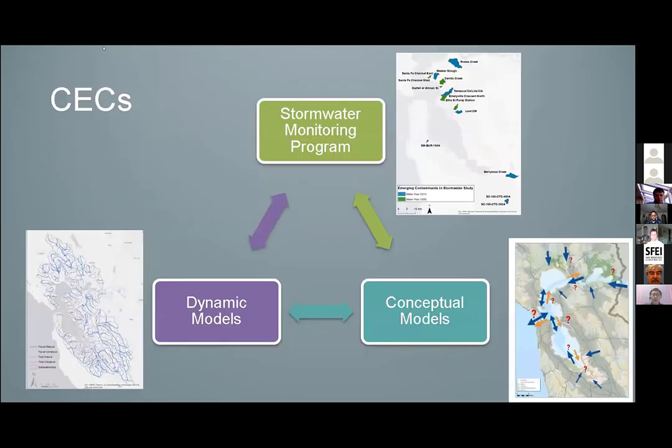So take CECs, for example. We now have three different types of projects ongoing trying to address the management questions. First of all, we have a multi-year stormwater monitoring program, and we also have a conceptual model and a dynamic model. The stormwater monitoring program will provide the data support to both models, and the conceptual model can provide the fluxes and the scientific insights to the dynamic model to better structure the CEC modeling. And the flow and the sediment results from our dynamic model can be used by the conceptual model to better quantify the fluxes. So there are two-way arrows pointing to each other.